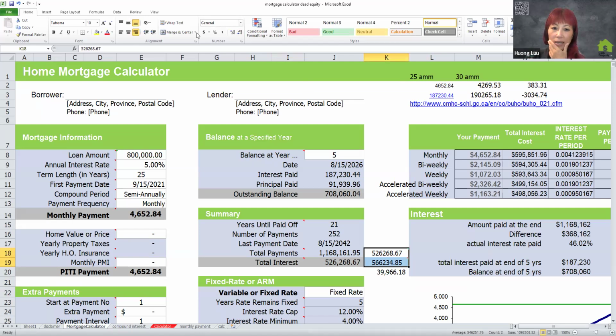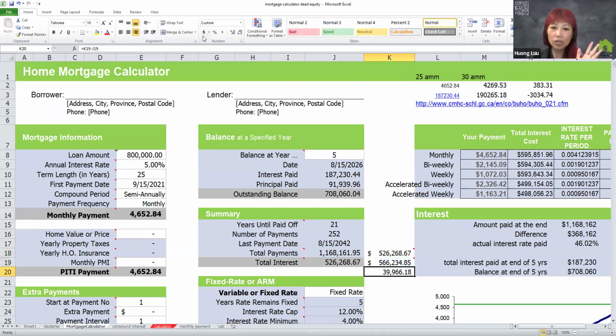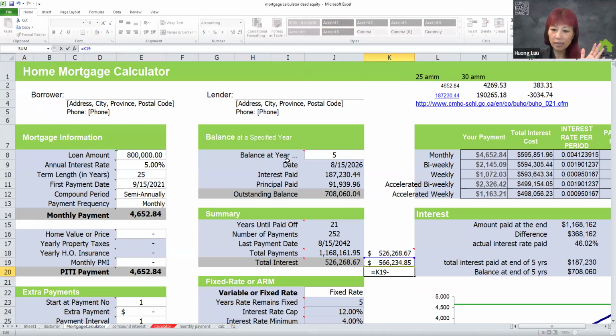Let me see here. I'm just going to put in, can I do that? No, yeah, I can do that, but it's just going to increase the space here. I'm just making some dollars here. So the difference here is the 40,000.